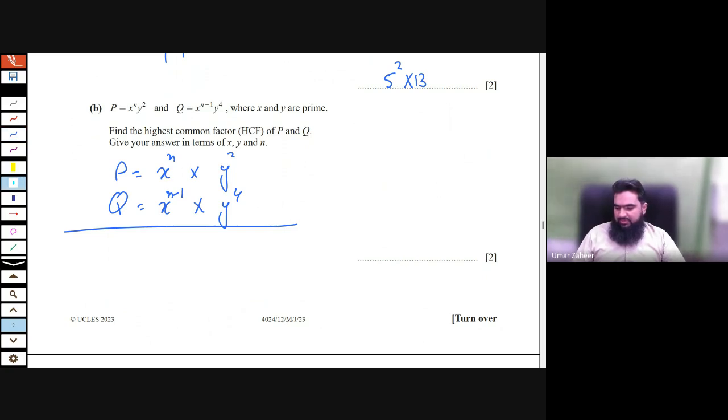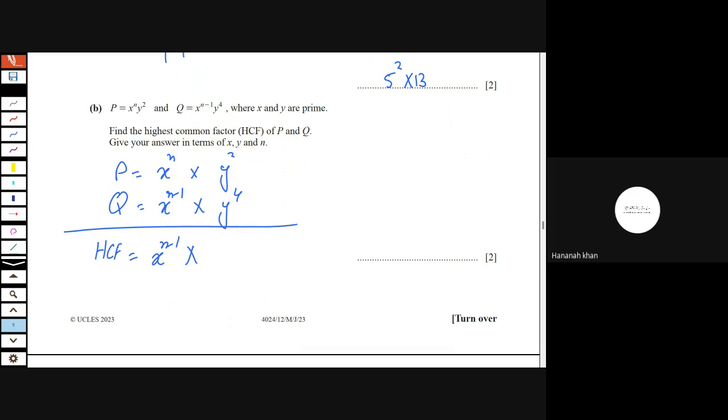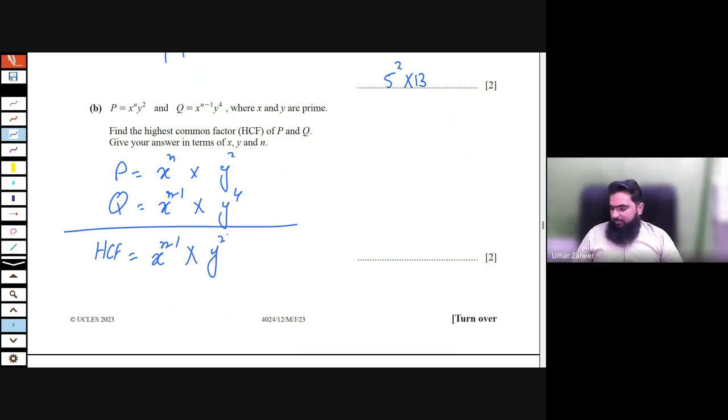So what is the lowest in x^n and x^(n-1)? Which power is lowest in these two? n minus 1? Yes, x^(n-1). And y^2, y^4, which is the lowest? y^2. So x^(n-1) y^2 is your HCF.